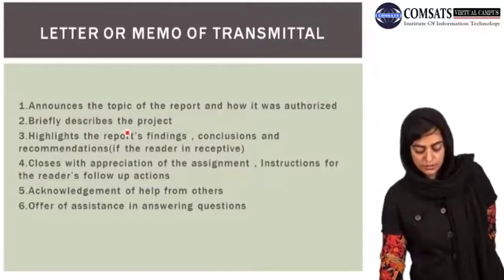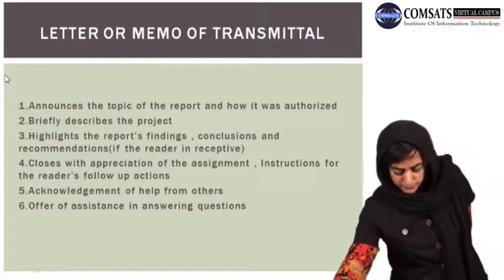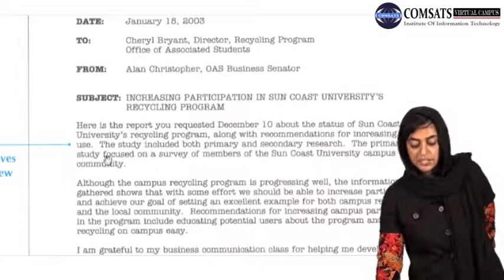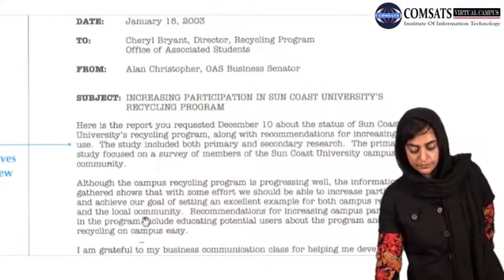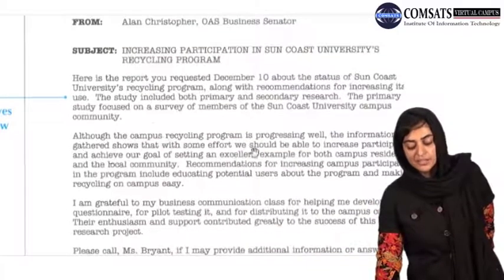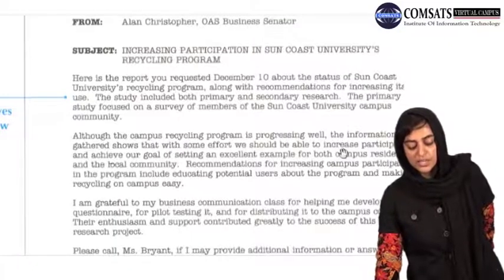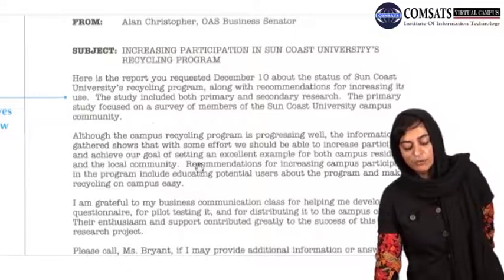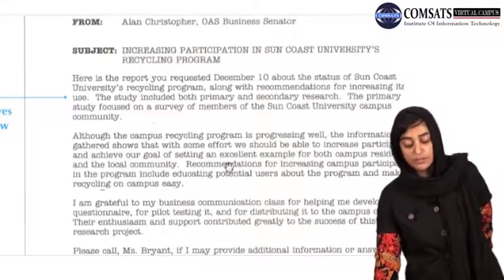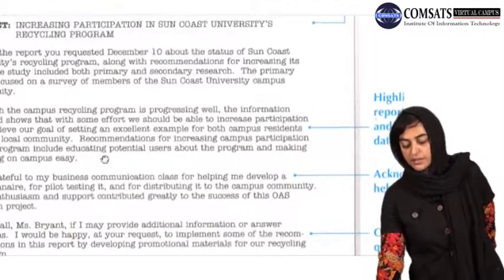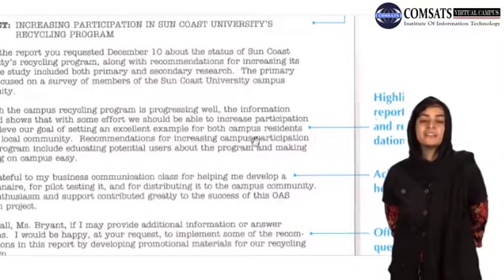Briefly describes the project. The study included both primary and secondary research. The primary study focused on a survey of members of the Suncoast University campus community. Although the campus recycling program is progressing well, the information gathered shows that with some effort we should be able to increase participation and achieve our goal of setting an excellent example for both campus residents and local community. Recommendations for increasing campus participation in the program include educating potential users about the program and making recycling on the campus easy.